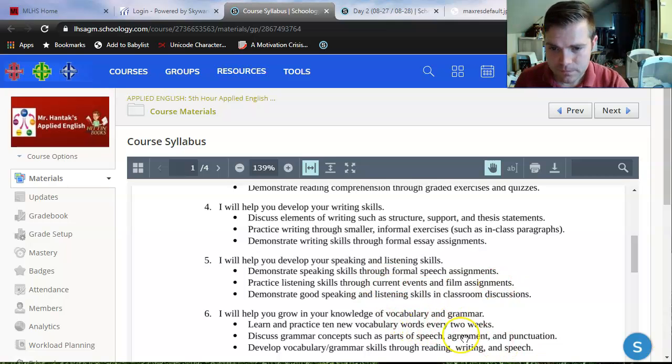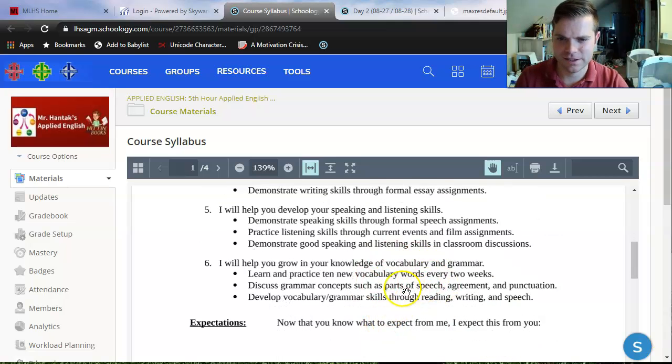And then really the last skill that we'll build throughout the semester, throughout the year, is vocab and grammar. And instead of doing like one big block of vocabulary or one big block of grammar, we'll be sprinkling it in throughout the semester. So 10 new vocab words every 2 weeks. We'll start that up in a few weeks here. We'll practice grammar concepts such as parts of speech, agreement, and punctuation along the way.